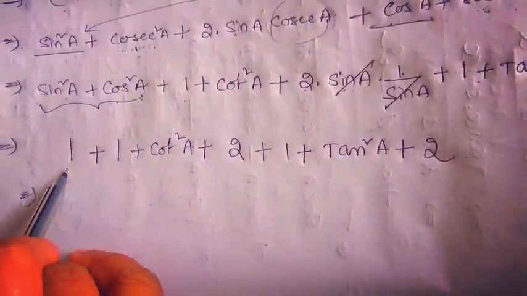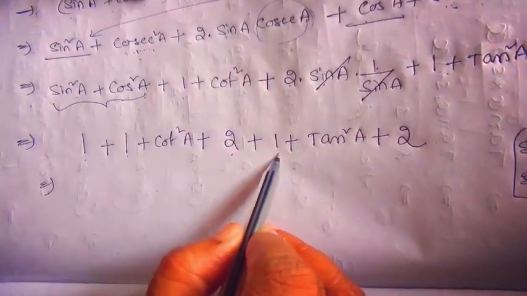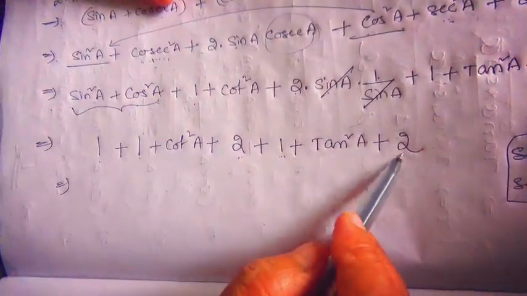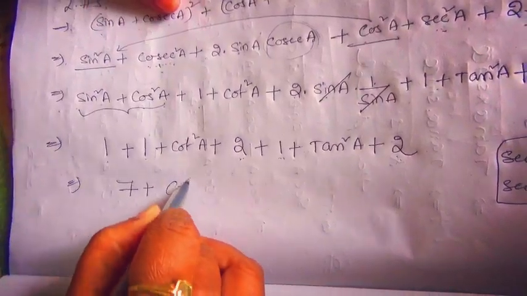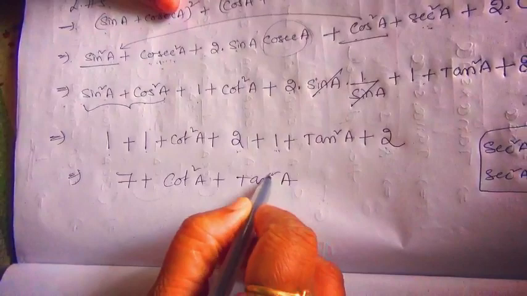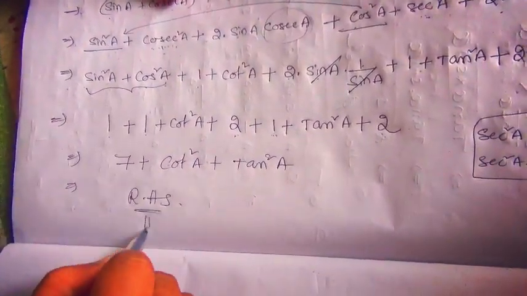So add all the numbers: 1 plus 1 is 2, 2 plus 2 is 4, 4 plus 1 is 5, 5 plus 2 is 7. Okay, 7 plus cot square a, and the remaining we write tan square a. Here we have the RHS, hence proved.